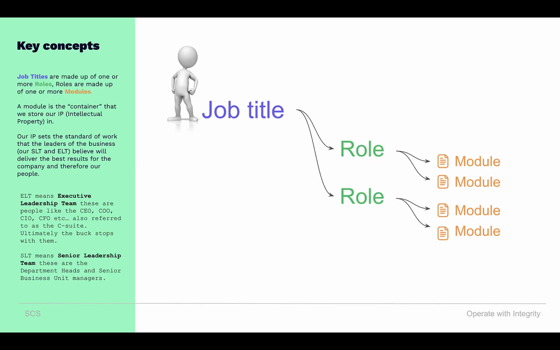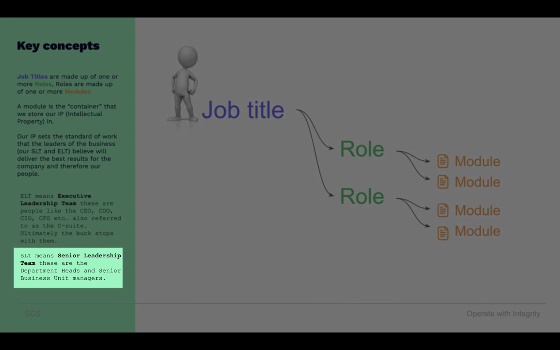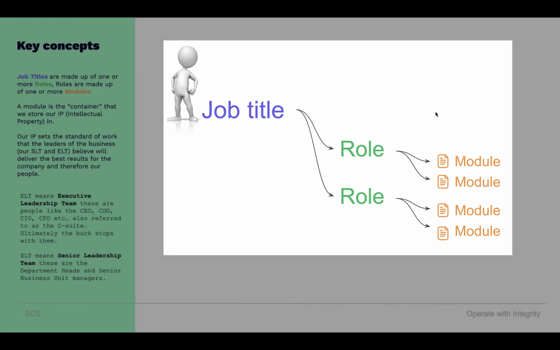Just a quick word on some of these acronyms. So ELT means Executive Leadership Team. These are people like the CEO, COO, CIO, CFO, etc. So CEO, Chief Executive Officer, COO, Chief Operations Officer. Also referred to as the C-suite. Ultimately, the buck stops with them. SLT means our Senior Leadership Team. This is our department heads or heads of departments and our Senior Business Unit Managers. Okay, so that's the first key concept to get your head around. This structure is how we tie our IP back to our people.